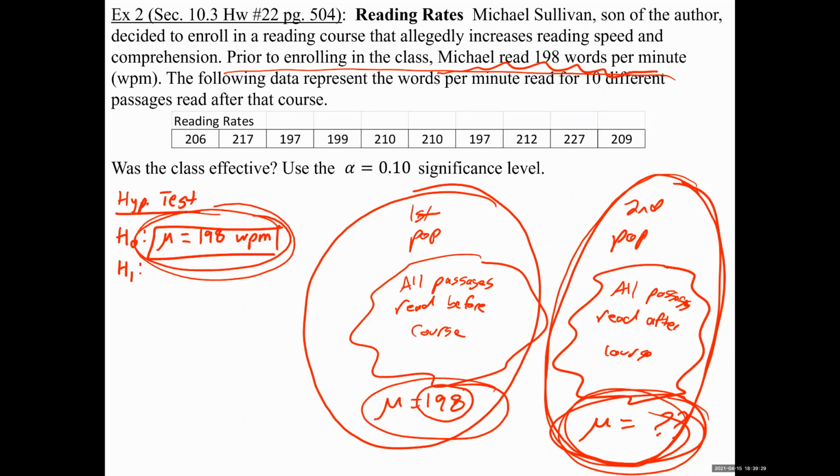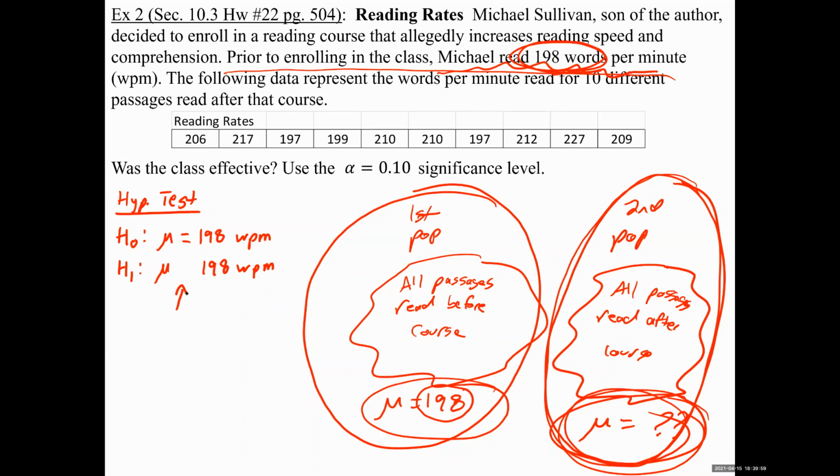Okay, so that mu here is for after the course. I want to make sure everyone's clear. This whole question is about after the course. They only mention before the course so they can provide this number to you and explain kind of where it came from. Okay, so the king is saying his reading rate after the course is the same as it was before. It's 198 words per minute. The peasant is going to say, so we're going to put a mu here. We're going to put the same number here, 198 words per minute. We have to decide what symbol goes there. It's going to be a less than, a greater than, or a not equal to.